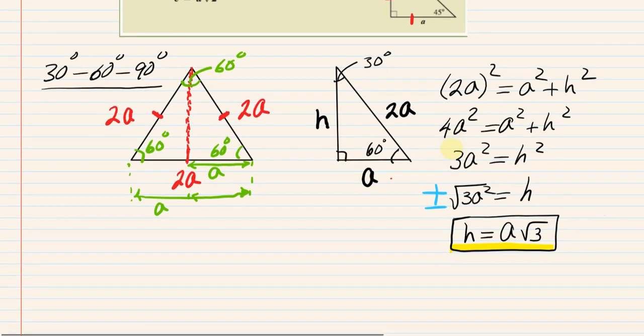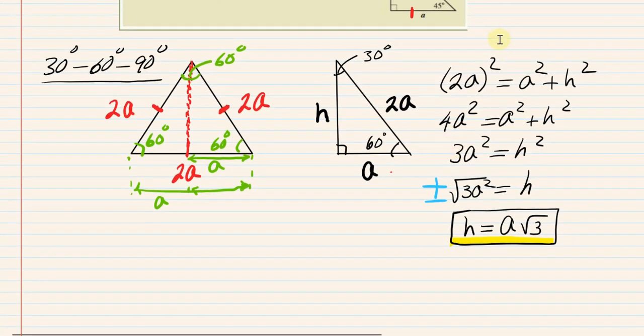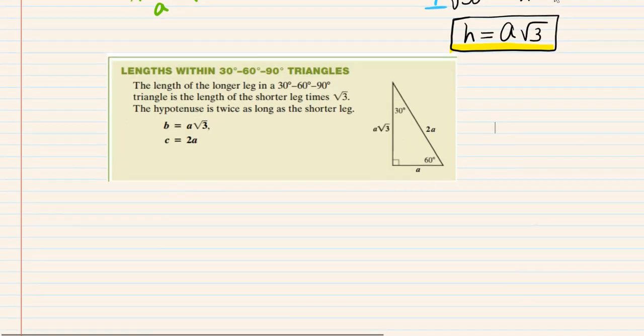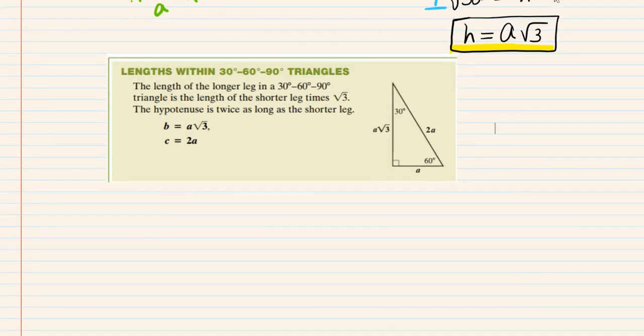Now, let's see how we're going to apply this. First, I'm going to show you what's in the book with regards to this triangle. So this is what the book shows. If you have a 30, 60, 90 triangle, then if one side is a, the hypotenuse is twice that, 2a, and the altitude or height is root 3 times a. So again, we have some form of a in every side.